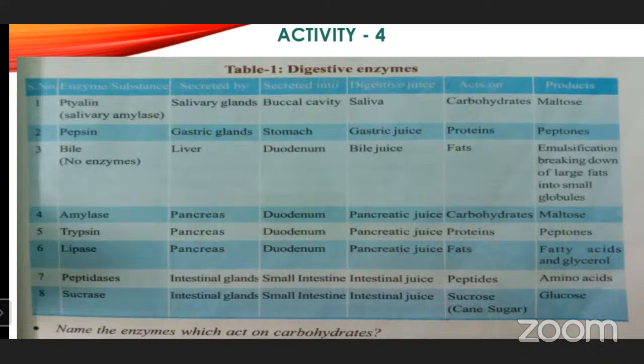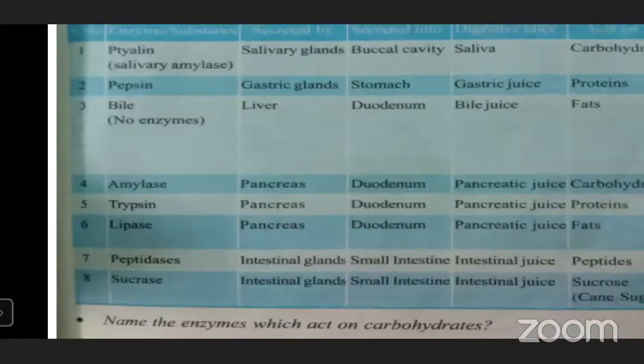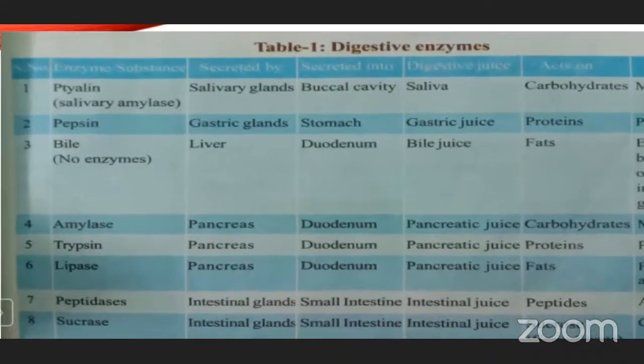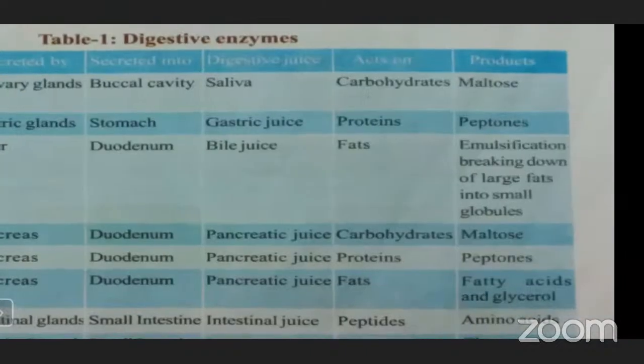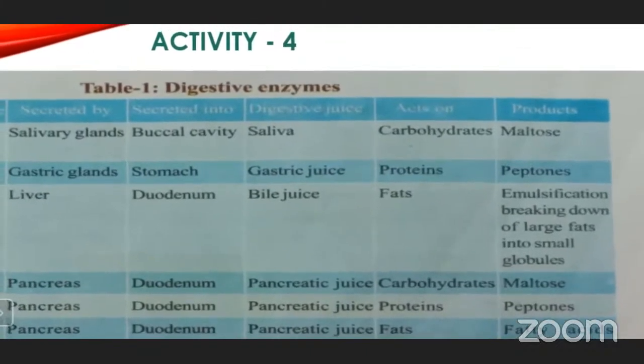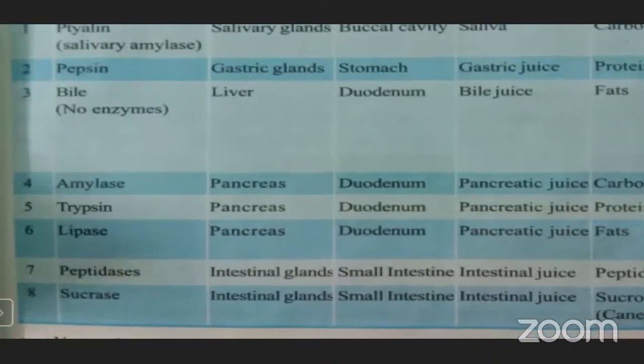Next one is pepsin, secreted by gastric glands, secreted into the stomach, digestive juice, gastric juice. It acts on proteins and the products are peptones. So this is very important, dear students.